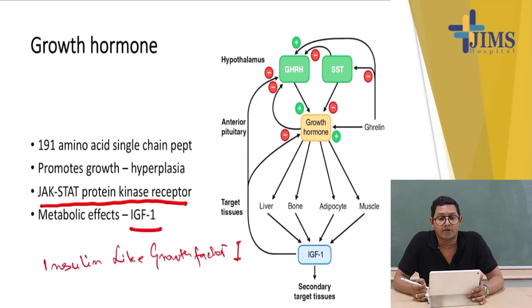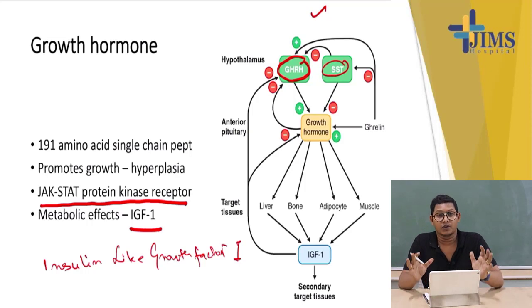Now let's see the regulation in this picture. The hypothalamus secretes growth hormone releasing hormone which stimulates growth hormone secretion, and the hypothalamus also secretes somatostatin which inhibits growth hormone secretion. So the hypothalamus has both positive as well as negative stimulus on growth hormone.